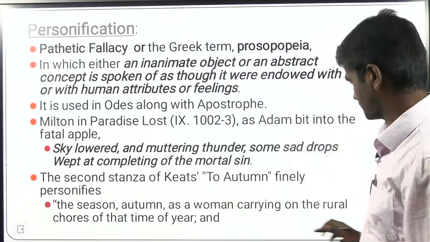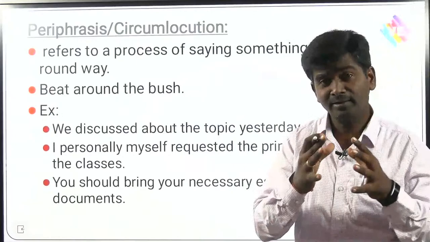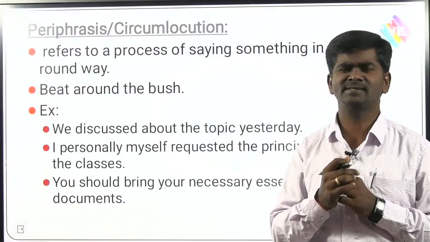Next, I gave you a few examples. Next, you can learn the definition of these. Circumlocution and tautology are periphrases. Very, very important.